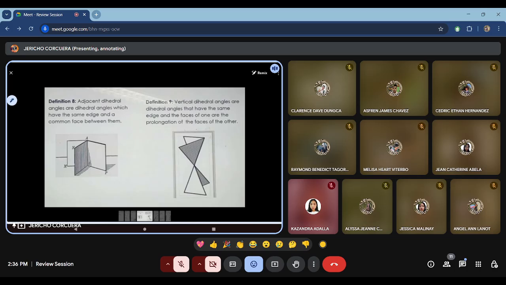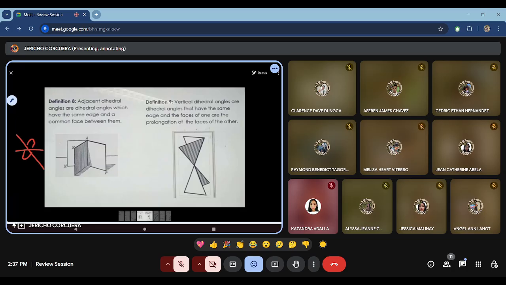Then vertical dihedral angles are dihedral angles that have the same edge, and the faces of one are the prolongation of the faces of the other. Like vertical angles, right? Like this. It's the same with dihedral angles. It's not only in plane figures; in solids we also have vertical dihedral angles.